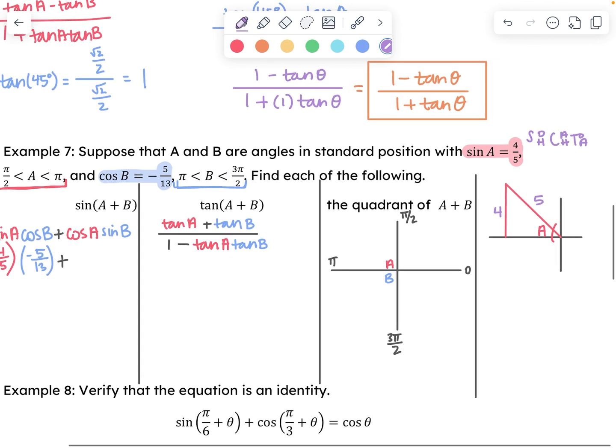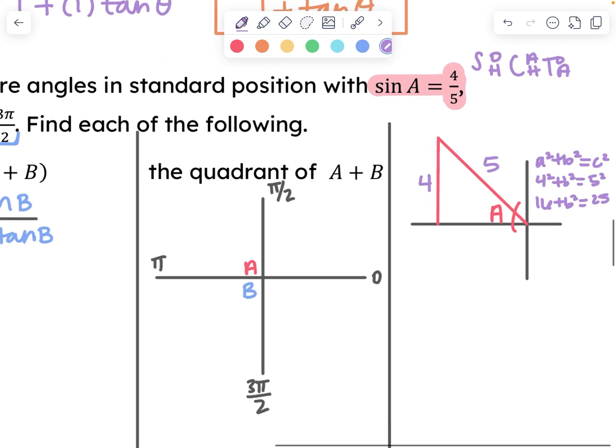I can use my Pythagorean theorem to help me. A squared plus b squared equals c squared. 4 squared plus b squared equals 5 squared. So 16 plus b squared equals 25. Subtract 16. B squared equals, well, 25 minus 16 is 9. Take the square root. So b is equal to plus or minus 3. We're going in the negative x direction, so it's negative 3.